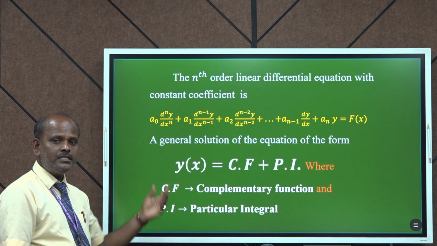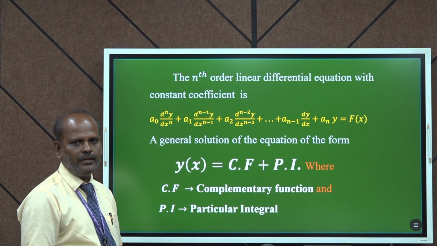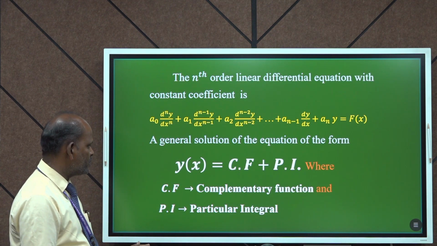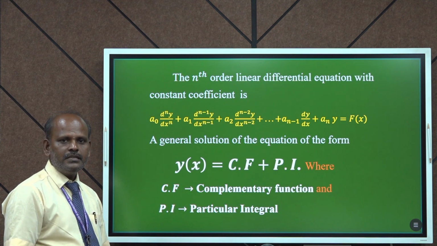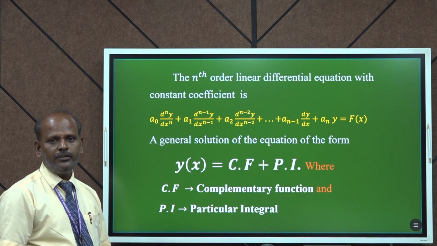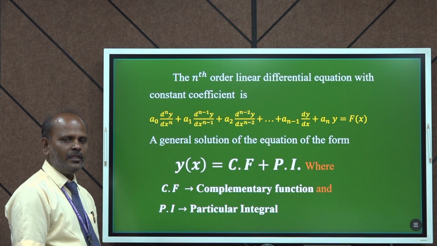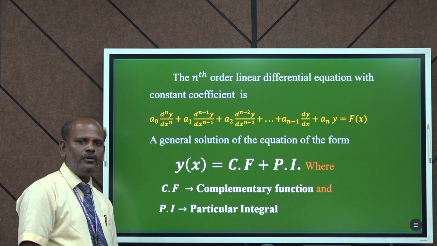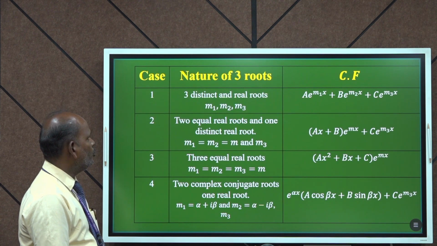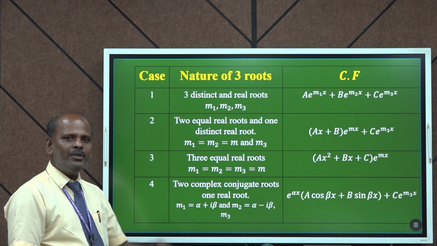The solution of this differential equation consists of two parts. One is the complementary function CF and another one is the particular integral PI. Therefore, the general solution is y is equal to CF plus PI. That is, to solve this differential equation, we need to find two solutions, CF and PI, and the general solution is y is equal to CF plus PI. Right. First, we need the formula for finding the complementary function.